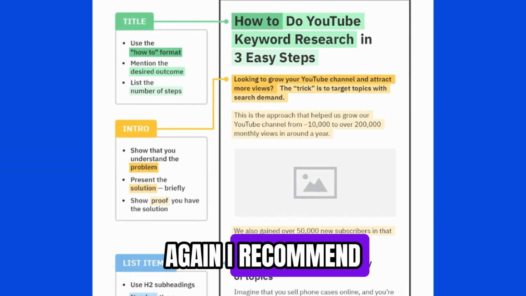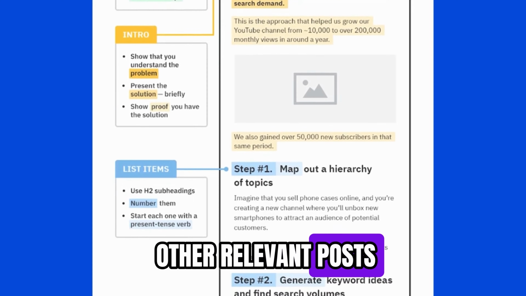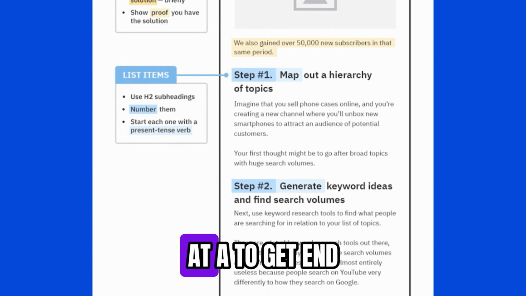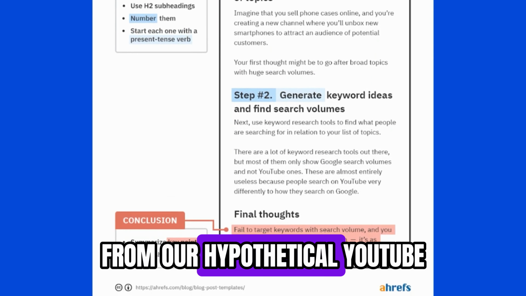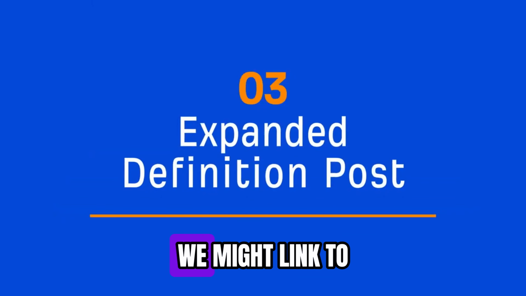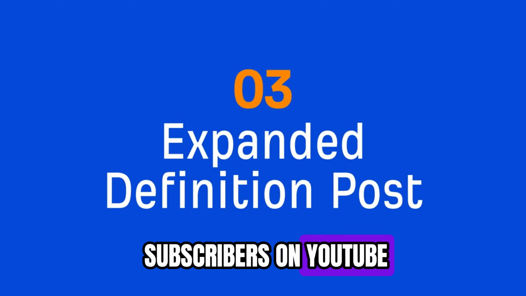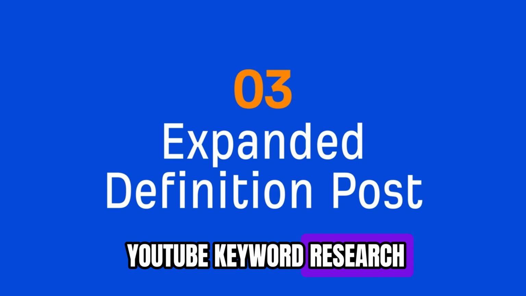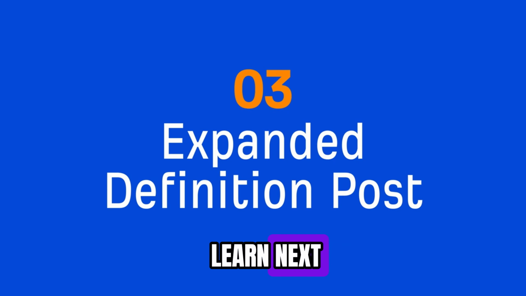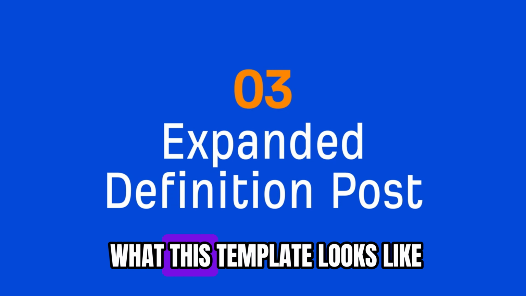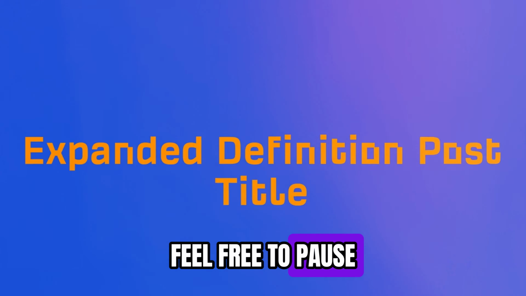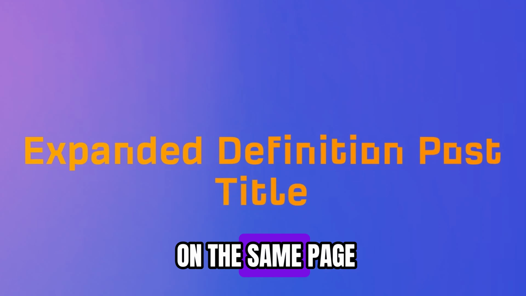Again, I recommend adding internal links to other relevant posts so you don't leave readers who want more at a dead end. From our hypothetical YouTube keyword research post, we might link to our guides on YouTube SEO and getting more subscribers on YouTube. Both are relevant to YouTube keyword research and serve what a reader might want to learn next. Here's an example of what this template looks like. Feel free to pause or rewind to make sure we're on the same page.